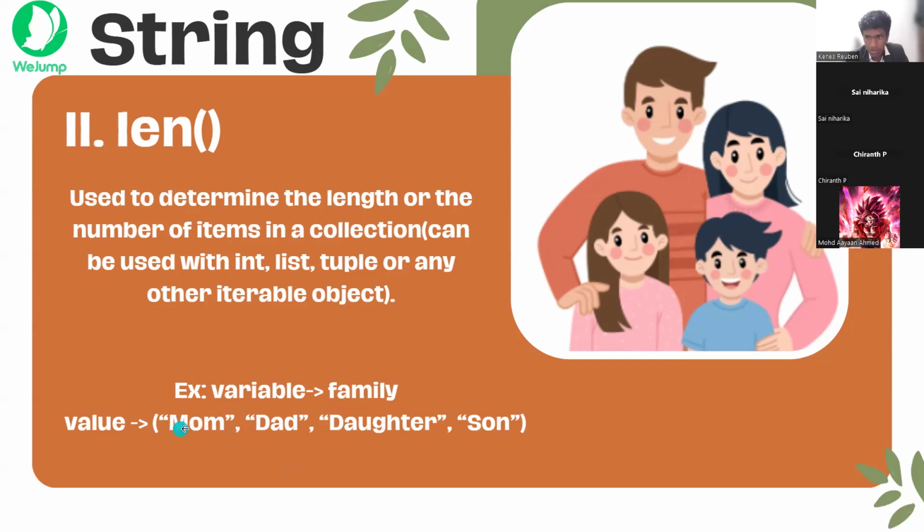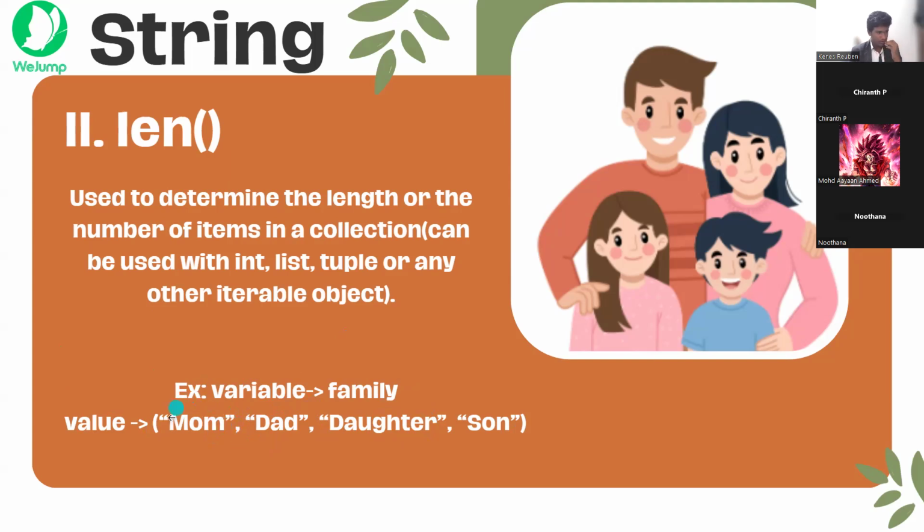So this mom, M-O-M, is a string. The next string is dad, D-A-D. It is enclosed within two inverted commas. You can see this comma in the middle, between mom and dad. This comma separates the different strings. Here, the mom string is stored separately, the dad string is stored separately, the daughter string is stored separately. So it is to divide each string.